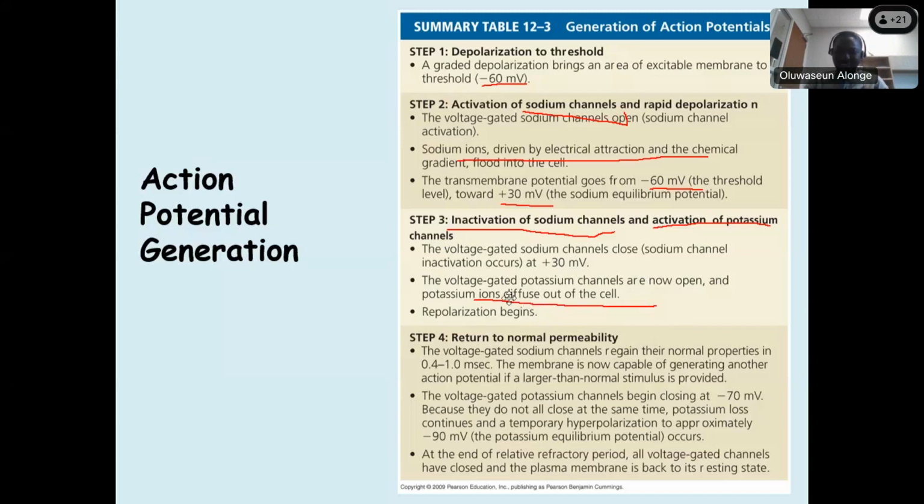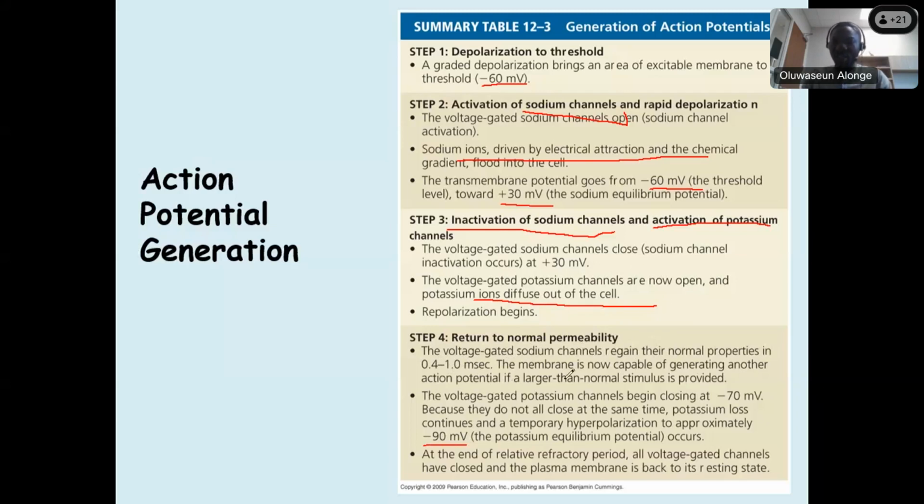It will push this cell from the rest and take it to become negative 90 again. And now the voltage gated channels have regained their normal properties, about 0.4 to 1.0 millisecond. The membrane is now capable of generating another potential.